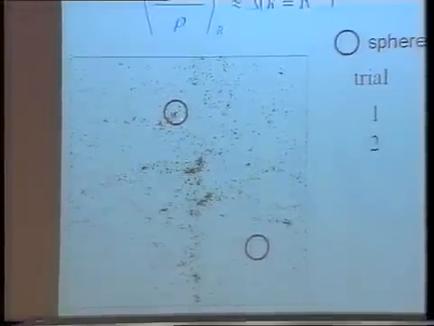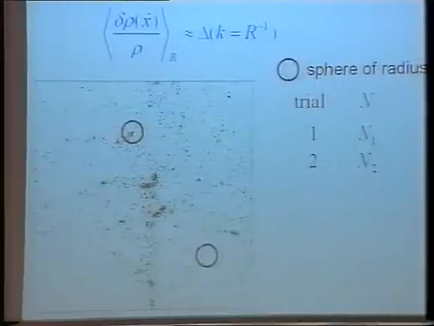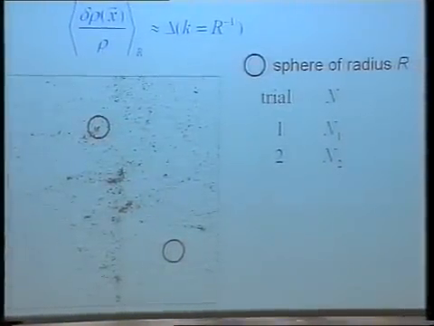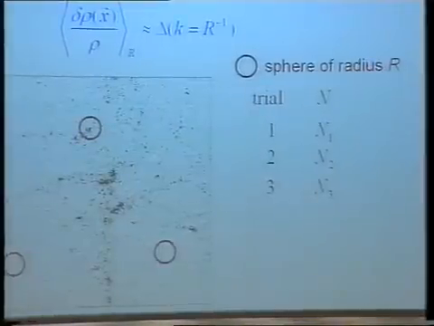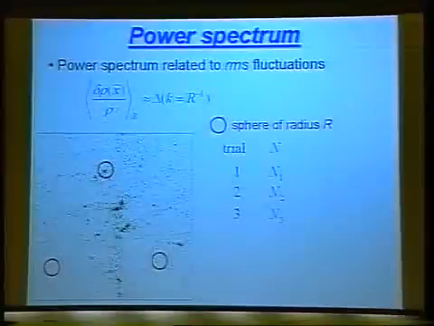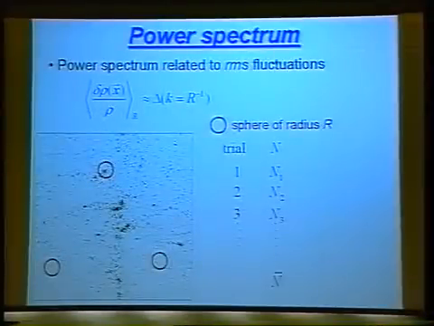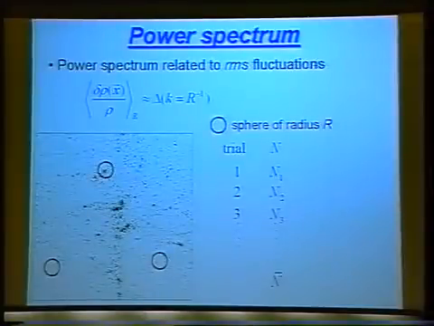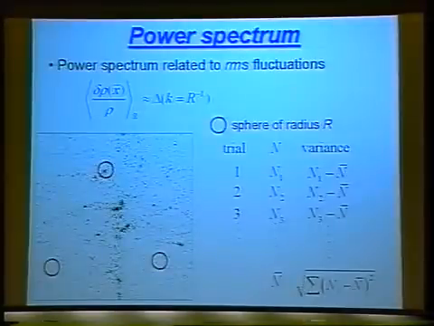Then you put it down some other place, and you count a different number of galaxies in this circle, because that is not exactly a homogeneous and isotropic distribution. You do it again, and you do it as many times as you can make your graduate student do it, right? So you make your graduate student do it many times, and you can find the average number of galaxies that's contained in a sphere of radius r. And if you know the average, you can calculate the variance.